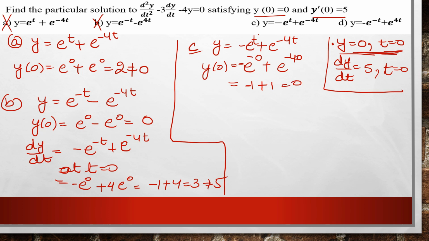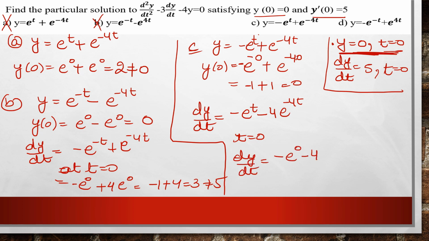So the first condition is again satisfied. We have to check the second one. What is dy over dt? That is minus e power t and minus 4 e power minus 4t. If you place t equals 0 here, what will you get? dy over dt will be minus e power 0 minus 4 e power 0. So this will be minus 5, not 5. So again option C is also not correct. So we are left with only D. D is the correct option.